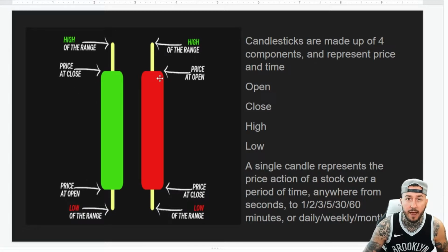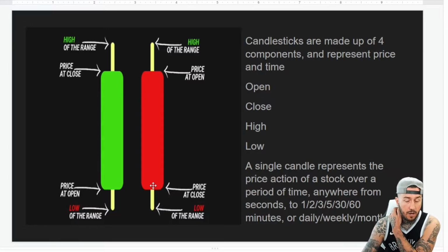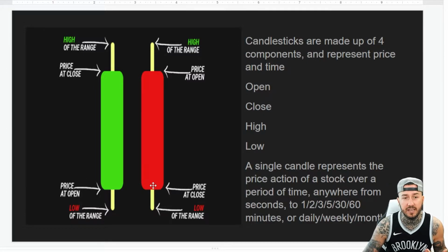Now, if the candle's bearish, if the candle's red, price opens at $1, shoots up to $1.50, then gets sold off all the way down to 50 cents. All right, and then closes at 75 cents. So that's what these candlesticks are representing. They're representing price action over a period of time. And you can tell whether the price closed higher by whether it's a green or red candle. Okay, so this is a bullish candle and this is a bearish candle.